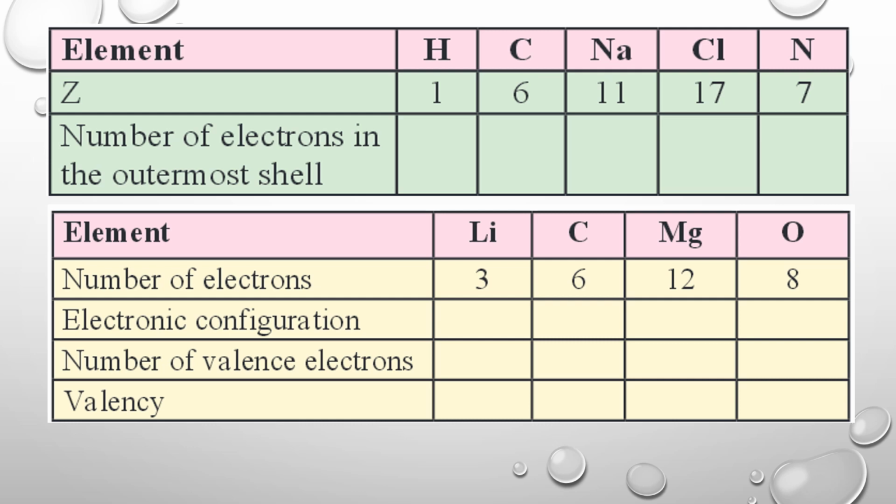Same thing you have to do for the next table also, where they have written element: lithium, carbon, magnesium and oxygen. Instead of Z they have written number of electrons, so it's 3, 6, 12 and 8. And for electronic configuration, you have to draw the atomic structure, find out the number of valence electrons and then the valency. Same thing we've done previously, only they have written it in another format. So you're going to be solving this. Once you solve this, valence electron and valency will become clear. I hope this is clear till now. Okay, thank you.